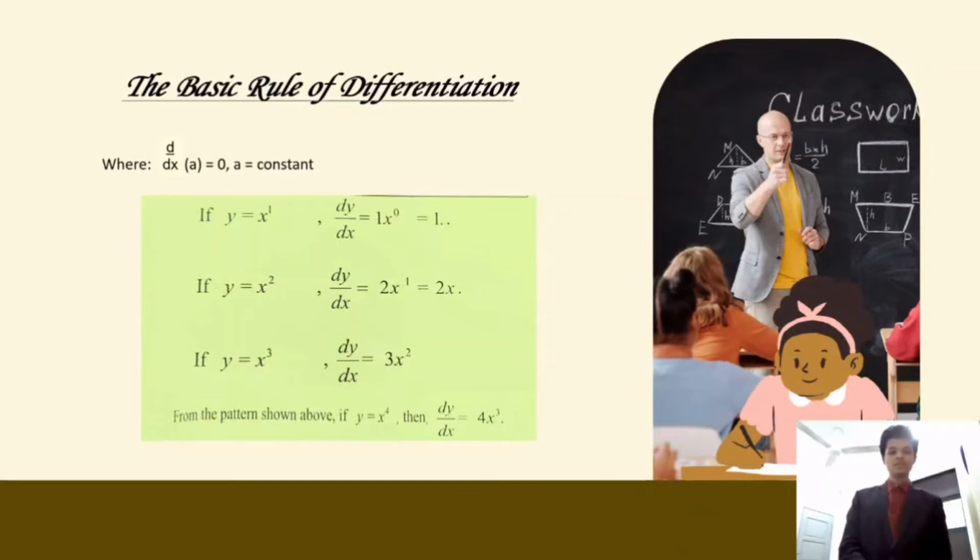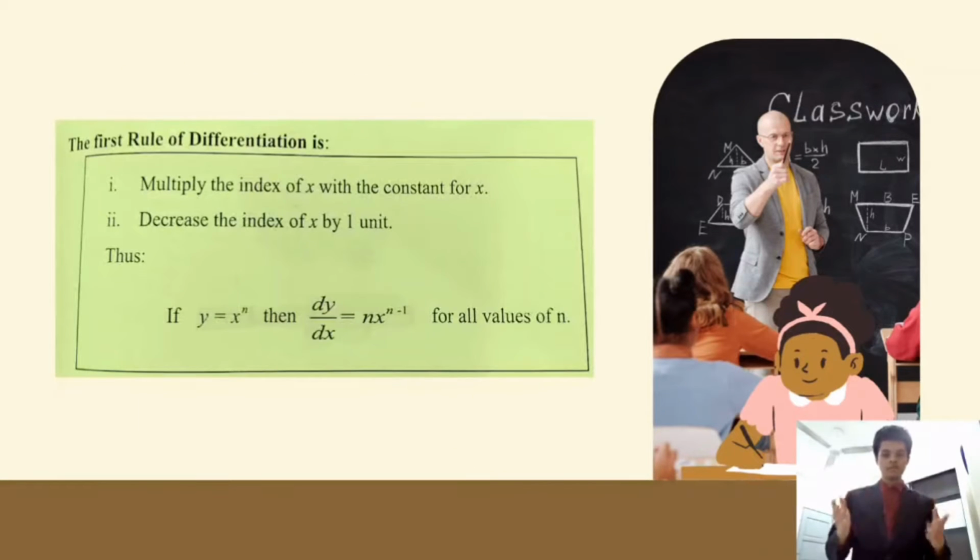From the pattern shown above, if y equals x power 4, then dy over dx equals 4x power 3. Now, you must be wondering, why is that so? Let me explain to you the first rule of differentiation.